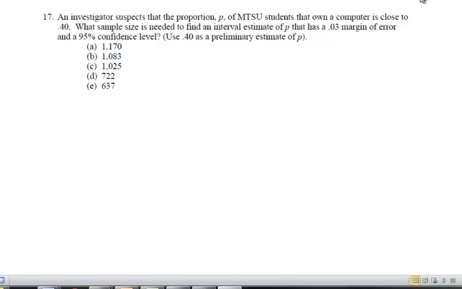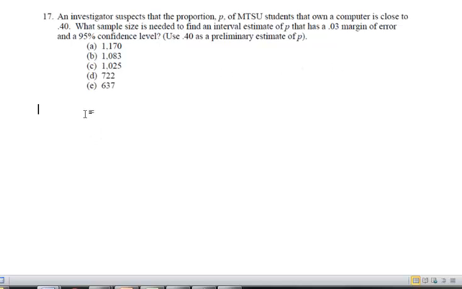Number 17, an investigator suspects that the proportion P of MTSU students that own a computer is close to 0.4. What sample size is needed to find an interval estimate of P that has a 0.03 margin of error and a 95% confidence level? And it wants us to use 0.4 as a preliminary estimate of P, perhaps from a survey or something like that in the past. Let's go ahead and do this.